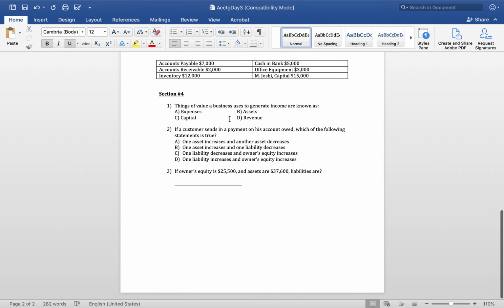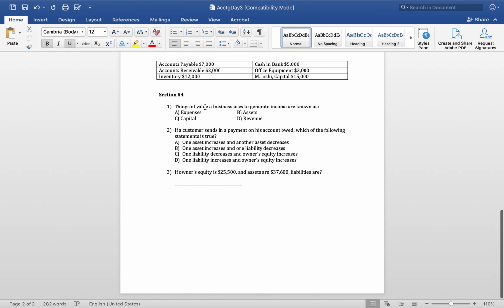All right, section number 4. Things of value a business owns and uses to generate income are known as assets, assets of the business. Revenue is money coming into the business. Capital would be money that the business owner put into the business. Expense is the cost of operating the business. So really pretty easy on that one.